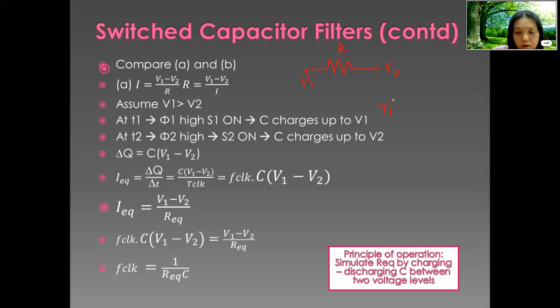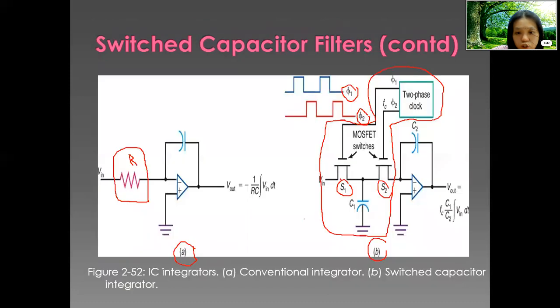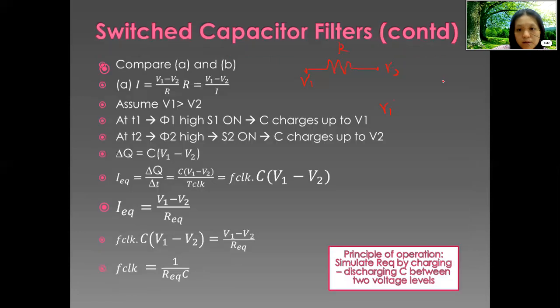Okay, now for this one we will have the switch, the MOSFET switch, and also the capacitor. I'll draw it simply: switch, capacitor, and here is V2. And we are comparing A and B. Here we assume that V1 is bigger than V2.